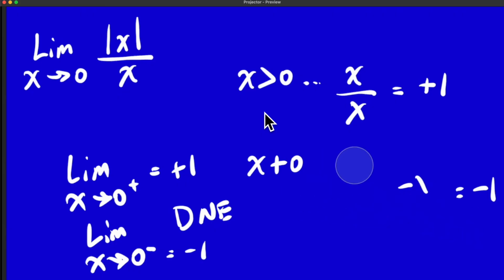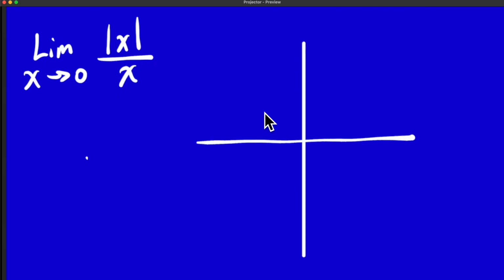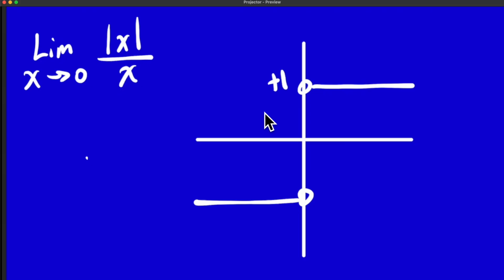Very quickly, this would be the graph of this function. Like so. So when x approaches 0 from the left, the y value is going to approach or stay at negative 1. As the x value approaches 0 from the right, you're going to get a y value of positive 1. Therefore, again, this limit does not exist.